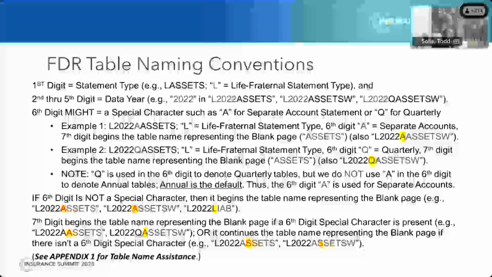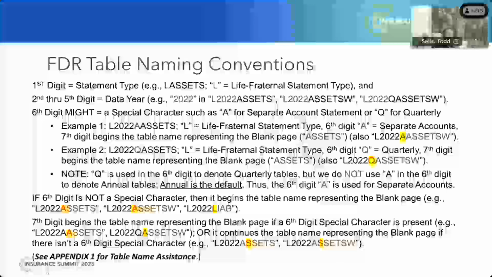Again, that Q is for all statement types, right? But A is just for the life and fraternal, just for separate accounts. So if that 6th digit is not a special character, it just begins the name of the table itself. So L 2023 assets. Without the A, without the Q, it's just the annual statement table name.